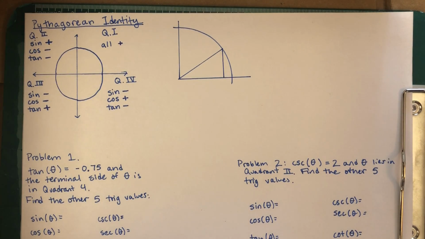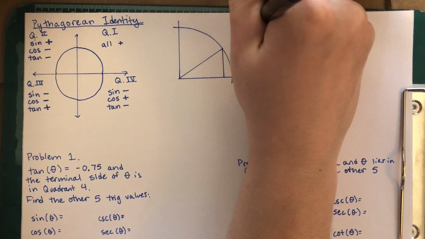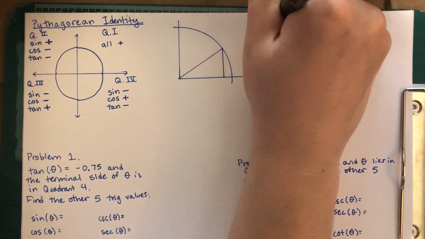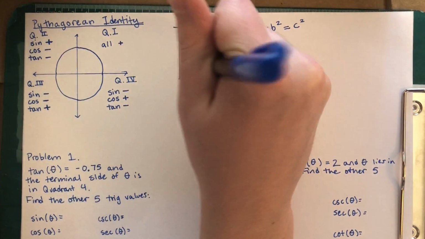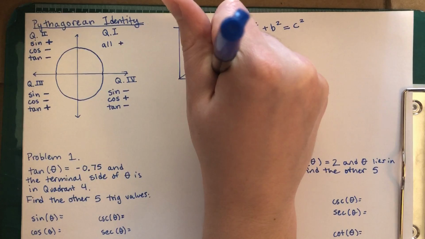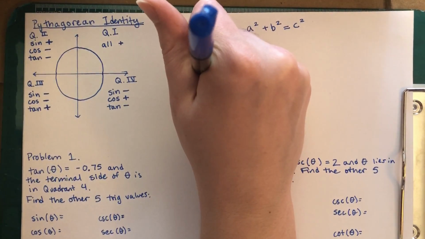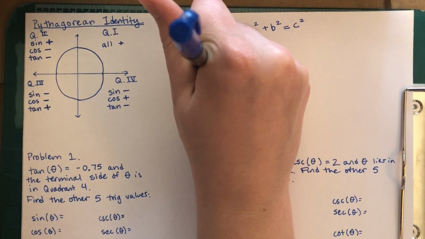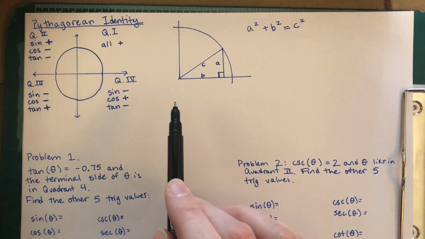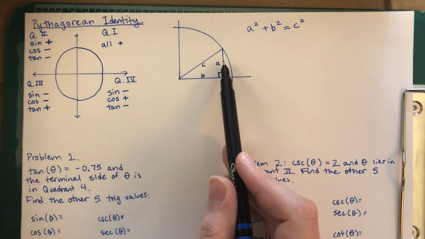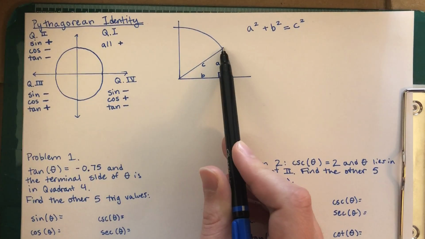Okay, so we have the Pythagorean theorem that tells us that a squared plus b squared equals c squared for any right triangle. So I have a right triangle here, and I'll write a, b, and c. This refers to the lengths of these three sides. So the length of this side squared plus the length of this side squared equals the length of this side squared.